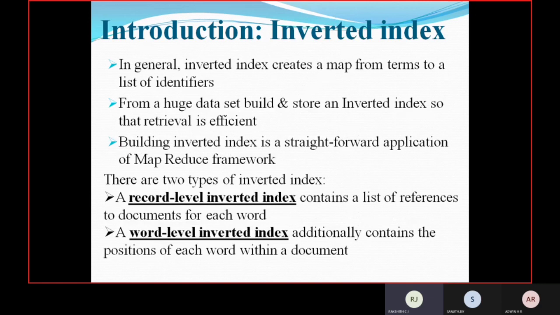There are two types of inverted index. A record level inverted index contains a list of references to documents for each word. Next, a word level inverted index additionally contains the positions of each word within a document. The latter form offers more functionality but needs more processing power and space to be created.